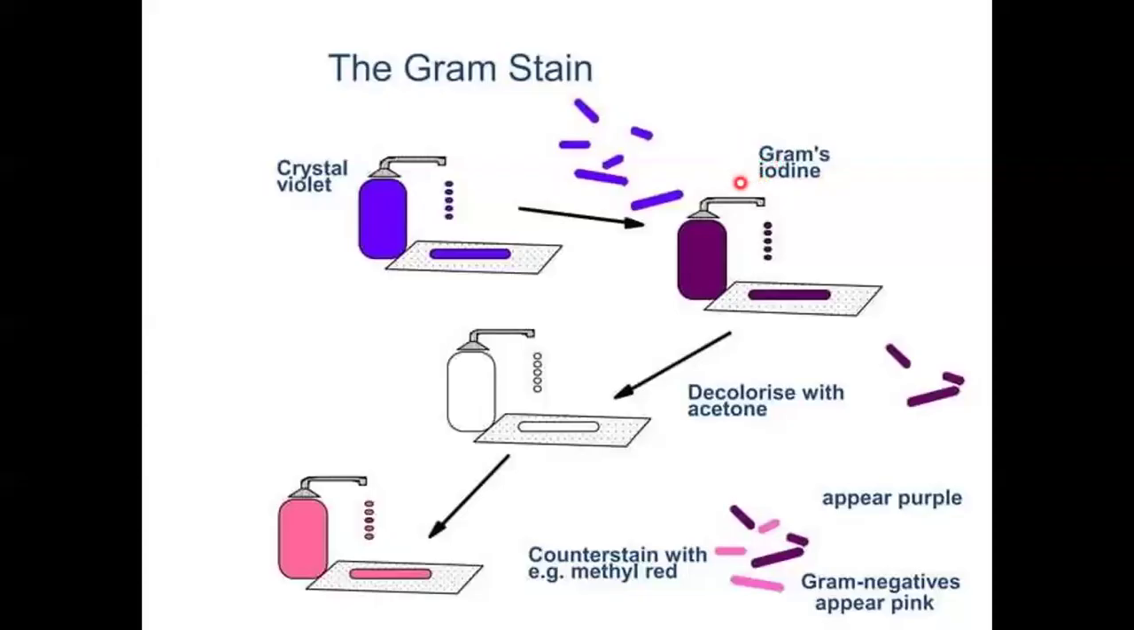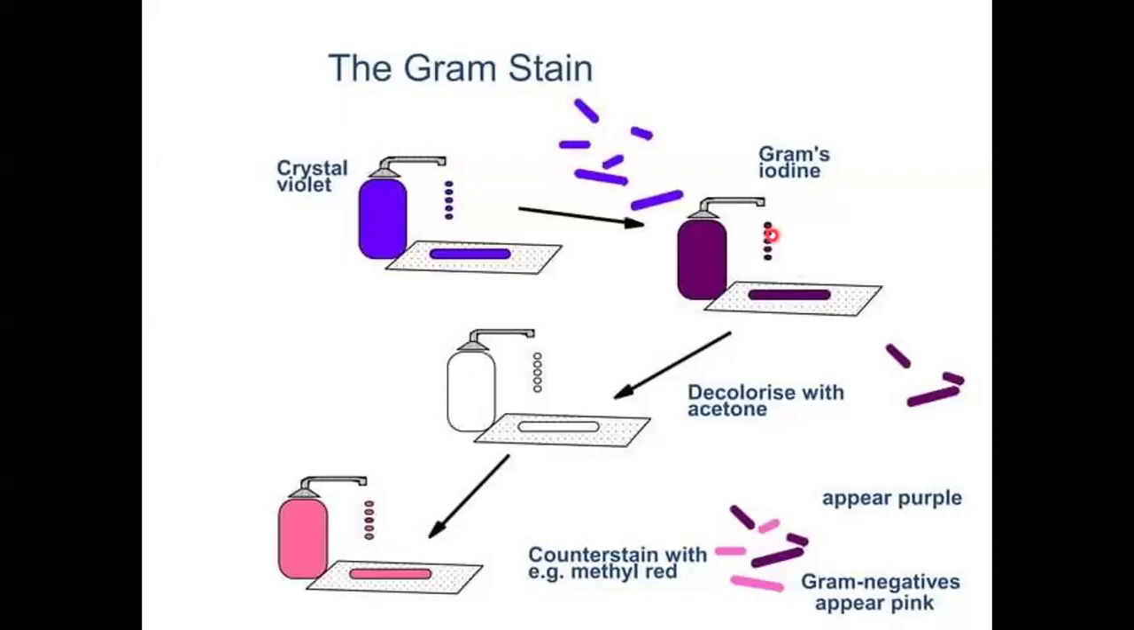So what happens is we flood this slide with iodine solution, also for 1 minute. The reason for putting iodine is that it will form a complex with the crystal violet, so that it retains its color. In gram-positive bacteria, this purple color is retained.